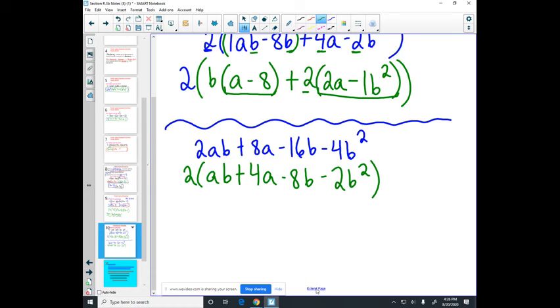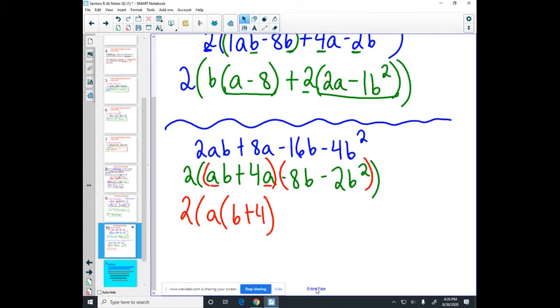Now I'm going to do the same thing, group them together. Group, group, and pull out what they have in common. Let's see, out of the first one, it looks like they have an a in common. So I'm going to pull out an a, and I'm left with b plus 4. Okay, well that worked out well for the first one. Let's do the next one.